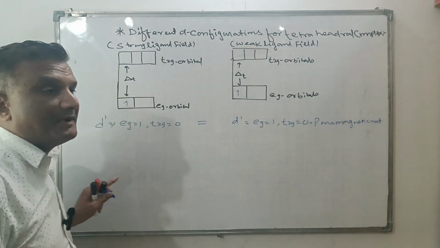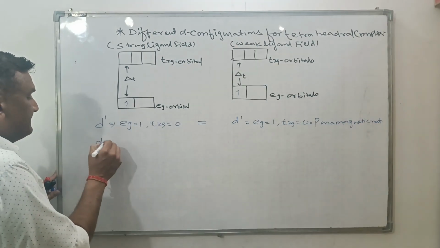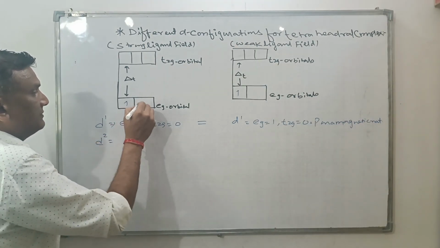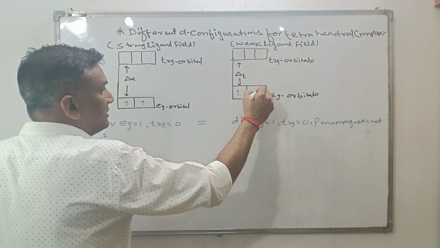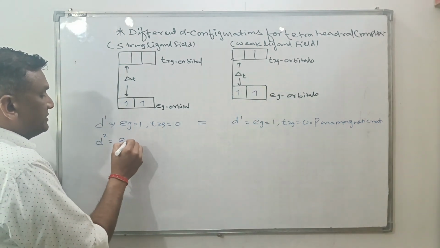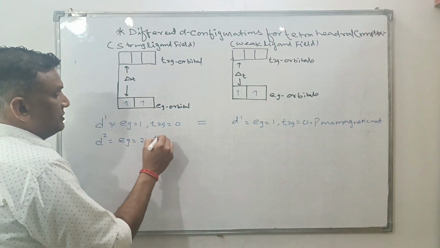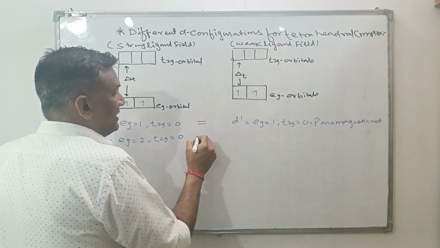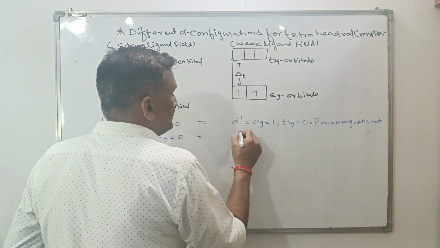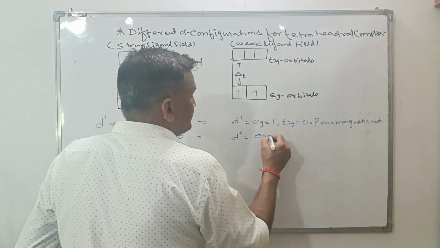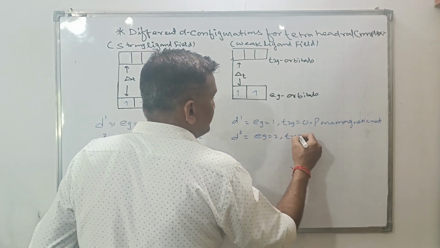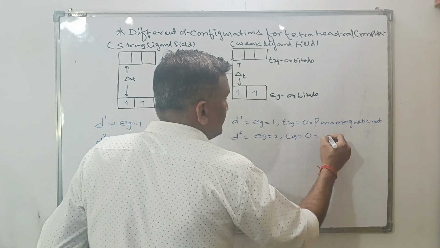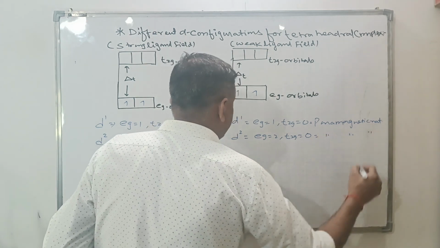Now the time to discuss the d2 configuration. This is the d2, second electron. Now for the second electron, eg is equal to 2 and t2g is equal to 0. Here, same: for d2, eg is equal to 2 and t2g is equal to 0, same paramagnetic nature.